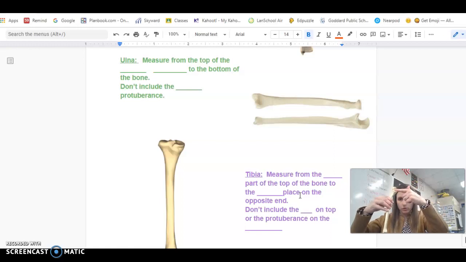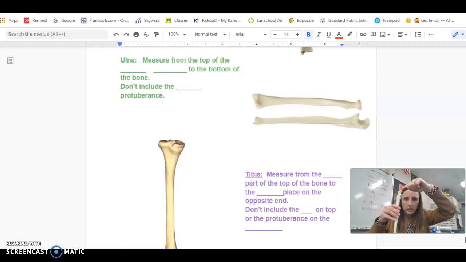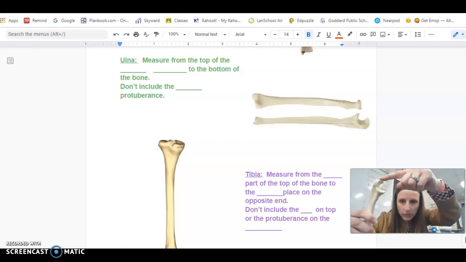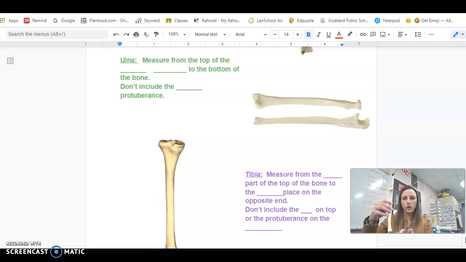This is your elbow. Okay, that's the, right here, the elbow, so this is the top. So on this one, you're going to measure from the top of the elbow end to the bottom of the bone. Okay, but there is, again, this little pointy protuberance. So don't measure the pointy protuberance. It's going to go to the flat place.